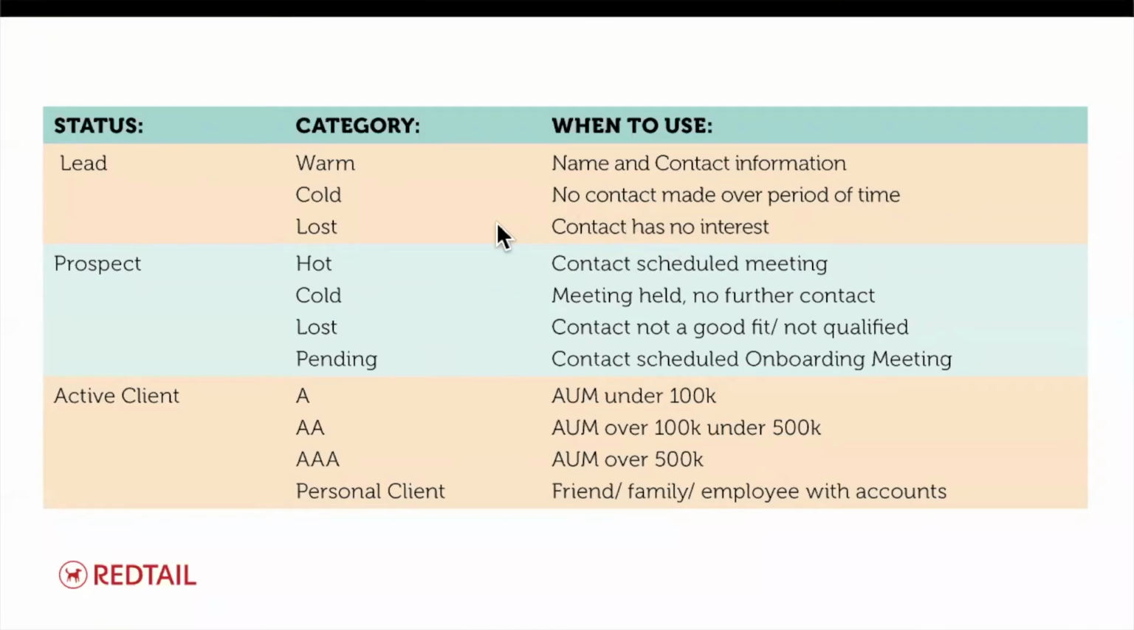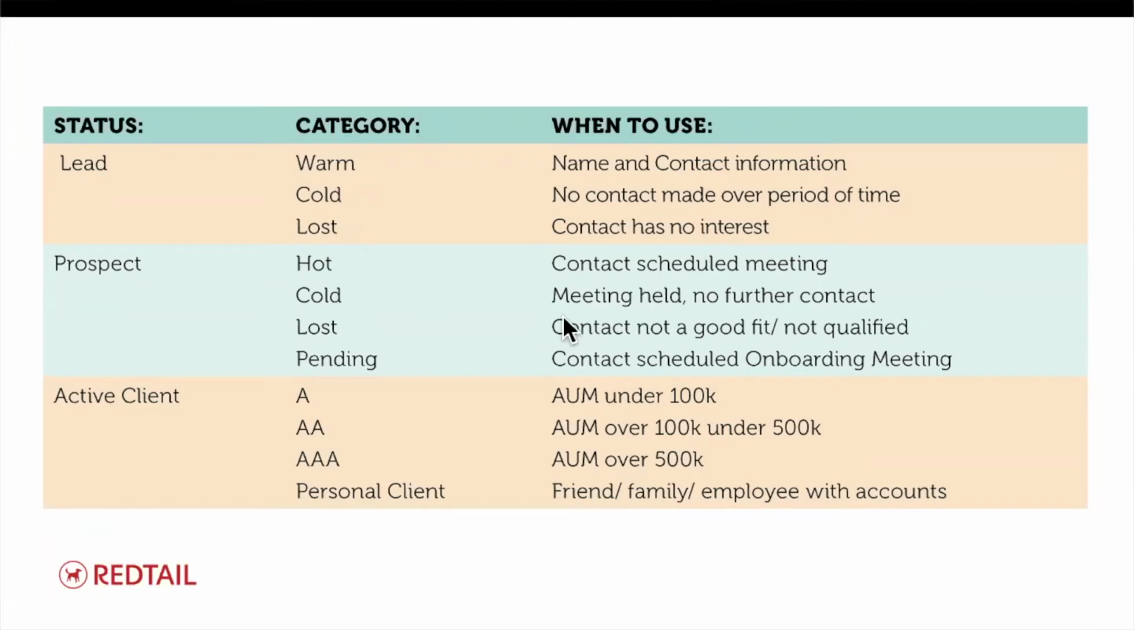That gives me a lot of information. Anytime I look at a contact and I see they're a status of lead with the category of lost, I know exactly what that means. Now, the same concept, and you can build this out however you choose, goes with prospect. If they're the status of prospect and they have the category of hot, it means that we've actually scheduled a meeting with that contact.